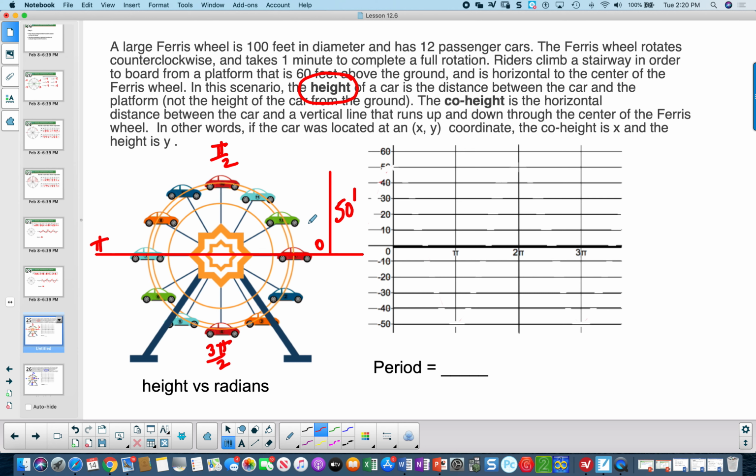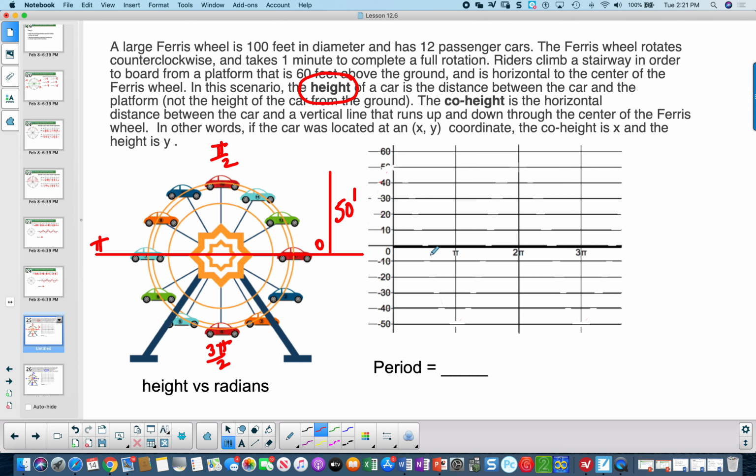This Ferris wheel is 100 feet in diameter, so that means its radius is 50. It has 12 passenger cars. The Ferris wheel rotates counterclockwise, and takes 1 minute. The riders climb a stairway to board a platform that is 60 feet above the ground, and it's horizontal to the center of the Ferris wheel.